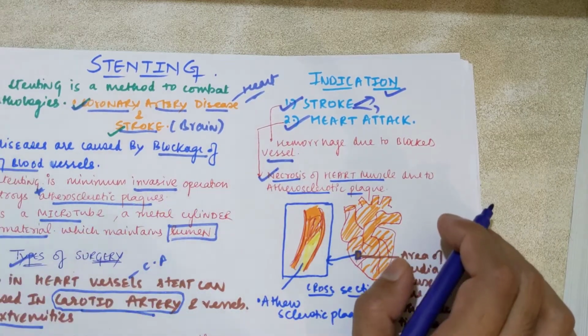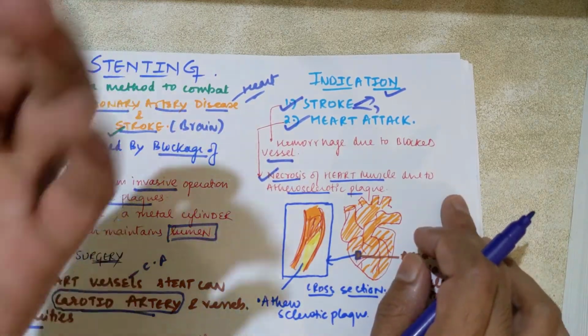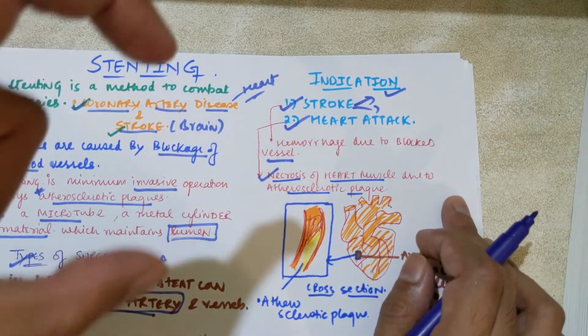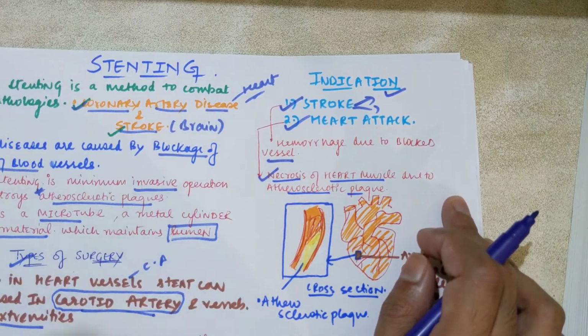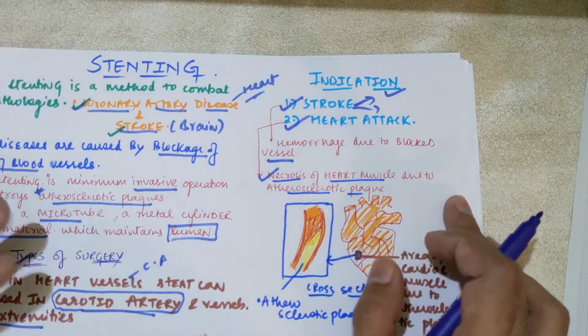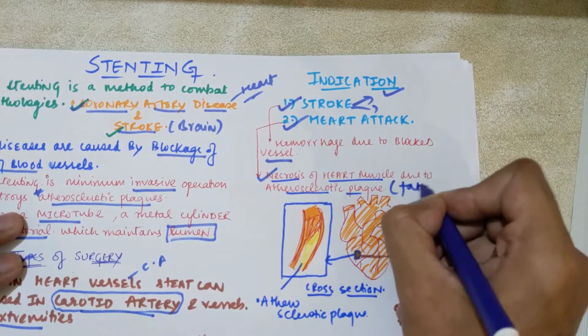So in the case of heart attack, there is necrosis, or death, of the cells of the heart muscles, because they are not receiving the oxygen or blood, the nutrition, and due to that there is necrosis, the death of those cells of the heart muscle. The cause is atherosclerotic plaque, the fatty deposition which I told you.